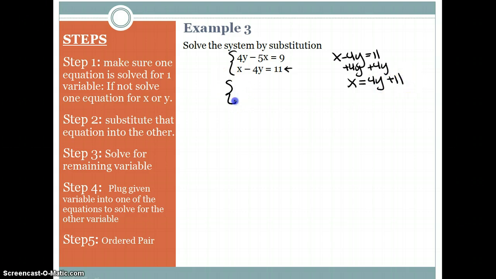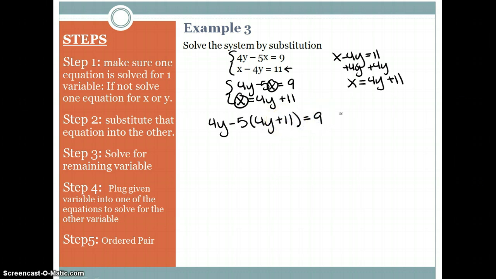Now our system's been slightly changed to 4y minus 5x is equal to 9, and x is equal to 4y plus 11. From here, the next step is to do the actual substitution. So again, we're going to be substituting with the x. In place of the x, we're going to put 4y plus 11. So you have 4y minus 5 times the 4y plus 11, and that's going to be equal to 9.